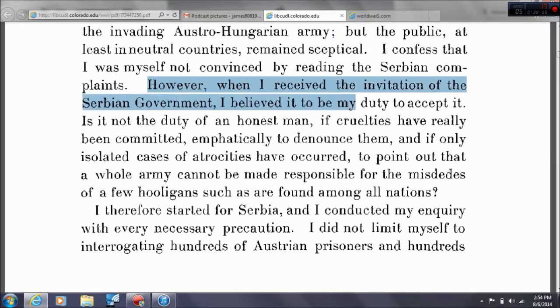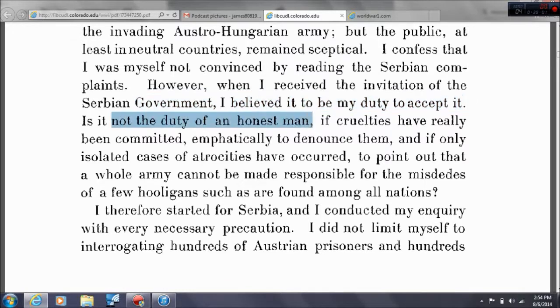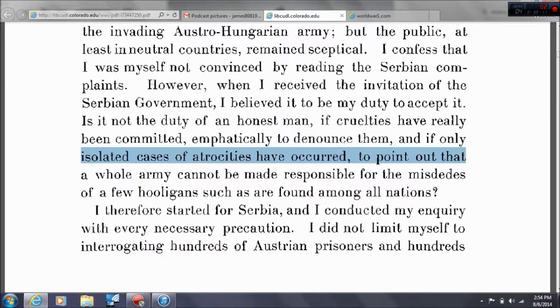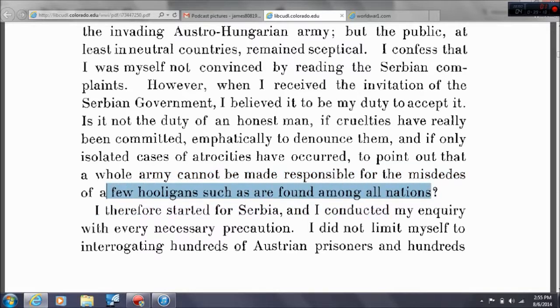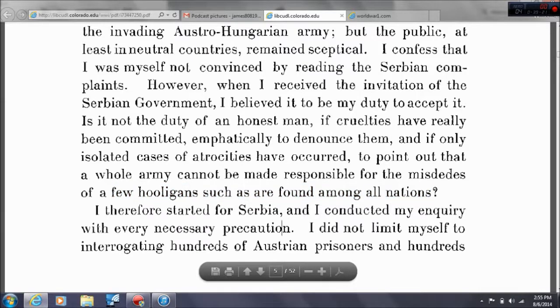"However, when I received the invitation of the Serbian government, I did not believe it my duty to accept it. It is the duty of an honest man, if cruelties have really been committed, emphatically to denounce them, and if only isolated cases of atrocity have occurred, to point out that a whole army cannot be made responsible for the misdeeds of a few hooligans, such as are found among all nations." So again, a bit of a skeptic when he first entered the country.